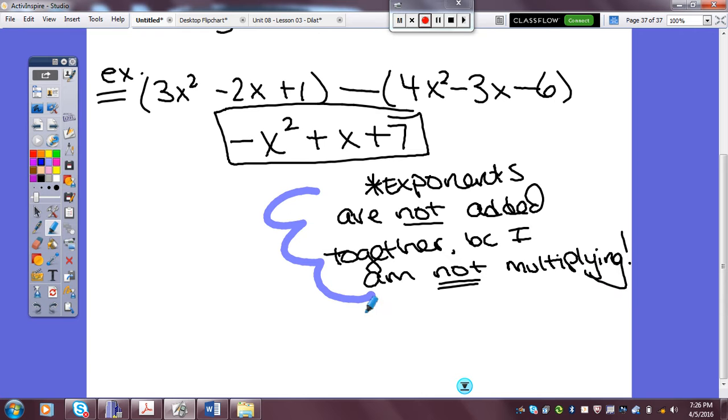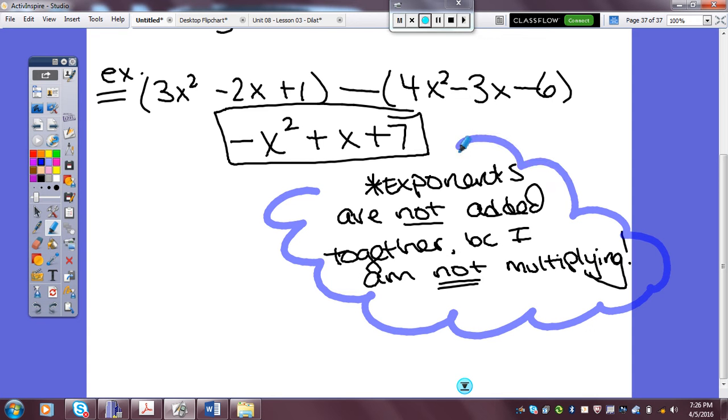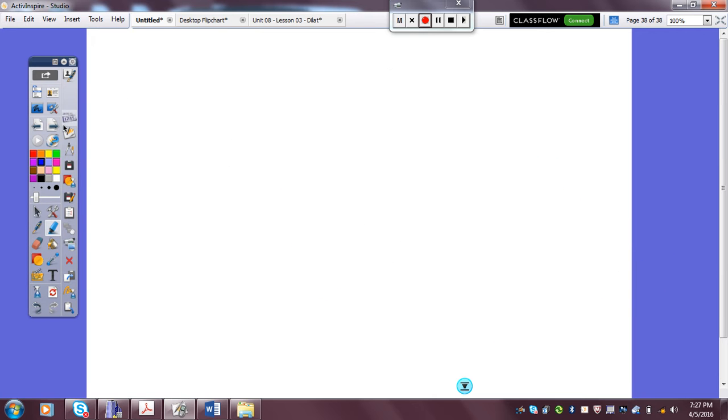And put a cloud around it. Okay. So adding and subtracting polynomials, pretty easy. All you do is combine like terms. When you subtract, you have to distribute this negative first before you can combine like terms. So now what's going to happen when we go into multiplying polynomials? So let's now check that out.